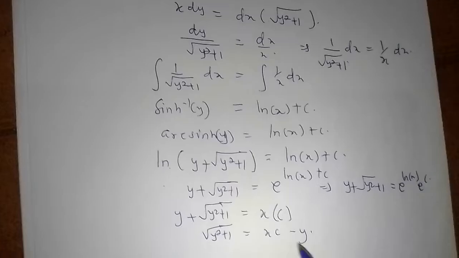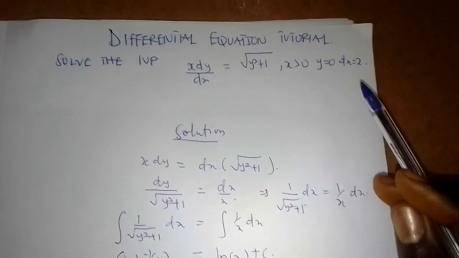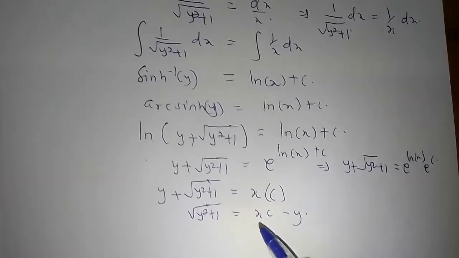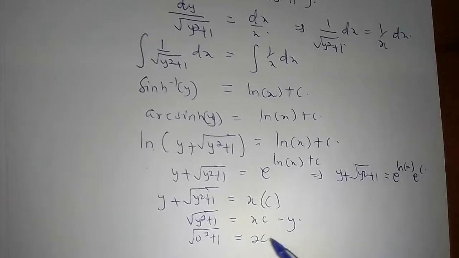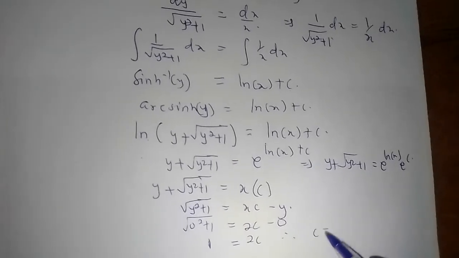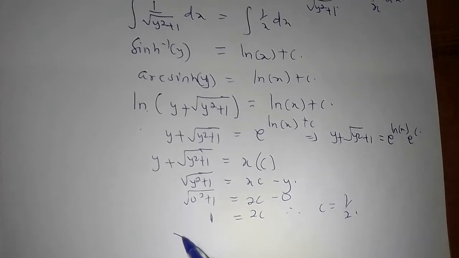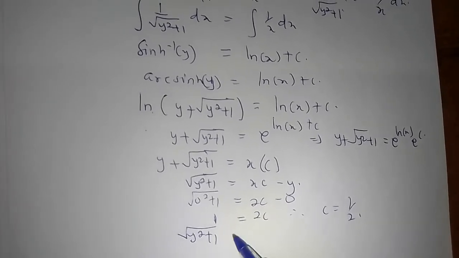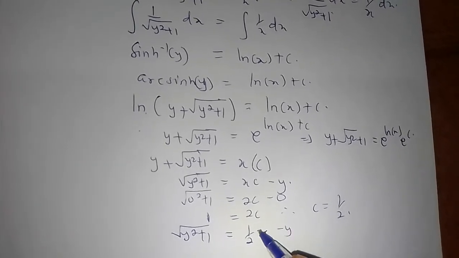But first, let me apply the initial condition so that I find the value of c. This is a general solution for our equation, but let's find a particular solution since it's an initial value problem. So they said that wherever x is equal to 2, y is 0. So I'm going to put x equals 2 and y equals 0. So square root of 0 squared plus 1 to be equal to 2c minus 0. And this will give me 1 is equal to 2c. Therefore, c is equal to 1 out of 2. At this point, I'm going to put it back in here again to get my particular solution. So square root of y squared plus 1 is equal to 1 out of 2 x then minus y.